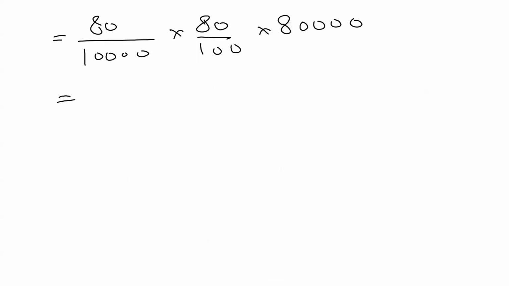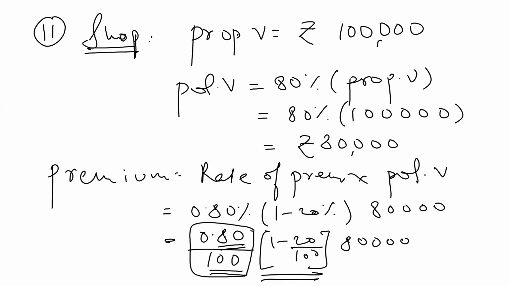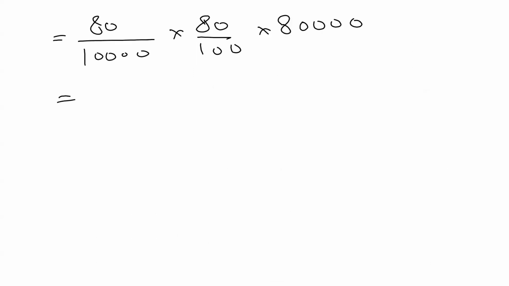If you take a look at this part, I have written 80 upon 10,000, two more zeros in the denominator. Here I have taken LCM and this is 80,000. Cancellation of all the zeros: four zeros here, four zeros here, two zeros, two zeros. So we are left with 8 into 8 into 8. I hope you understood how this was calculated. So rupees 512.